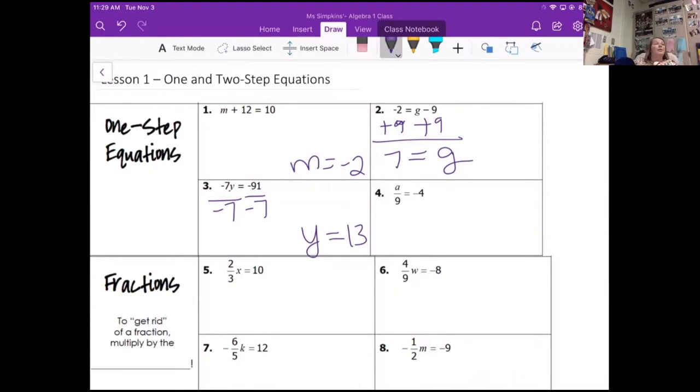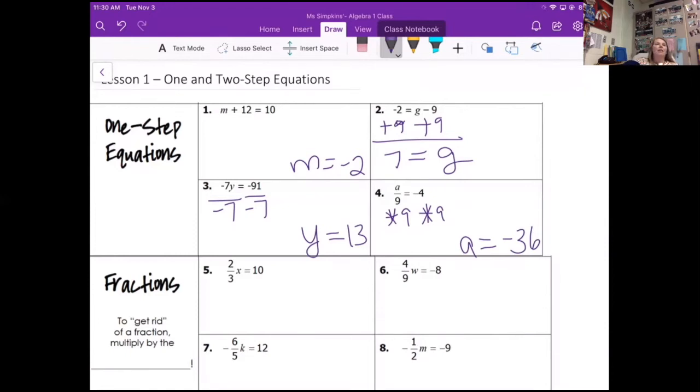So let's go on to number 4. A is being divided by 9, so we want to do the opposite, which is multiply by 9. So A equals whatever -4 times 9 is. -36. I'm a broken record. Am I done? Yep, I am.